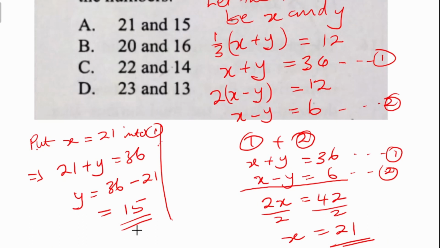Therefore, the two numbers are 15 and 21, and that is option A, 21 and 15.